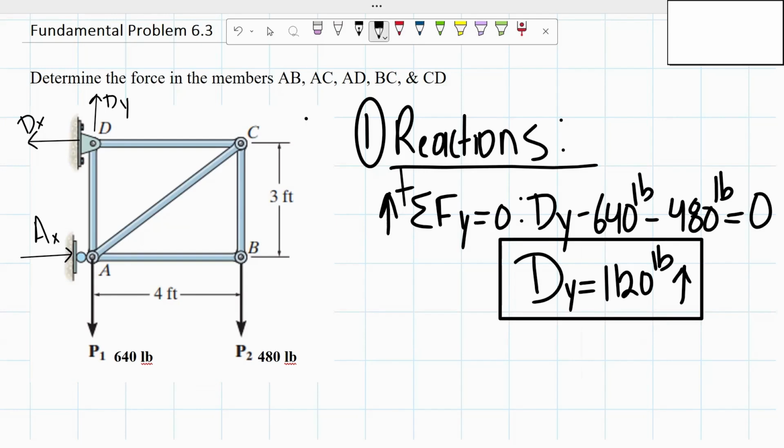From there, if we were to take the sum of the forces in the x direction, we wouldn't be able to determine the values since we have two unknown forces, D of x and A of x. Because of that, I'm going to take the sum of the moments about point D. That way, D of y wouldn't be creating a moment, D of x wouldn't be creating a moment, and I'd be able to solve for the value of our reaction A of x.